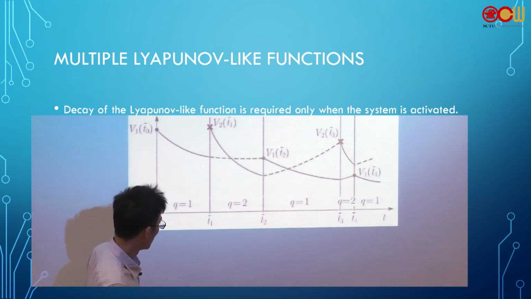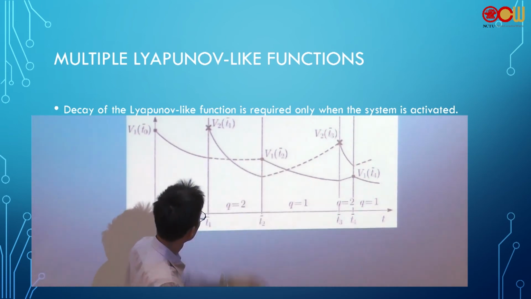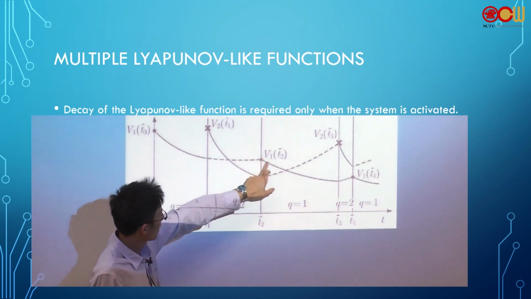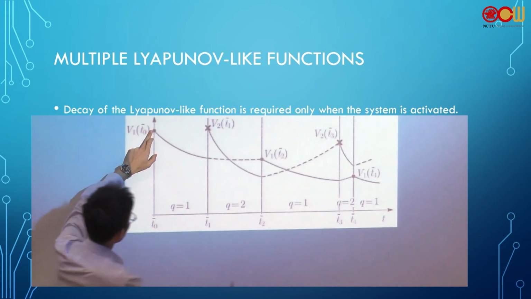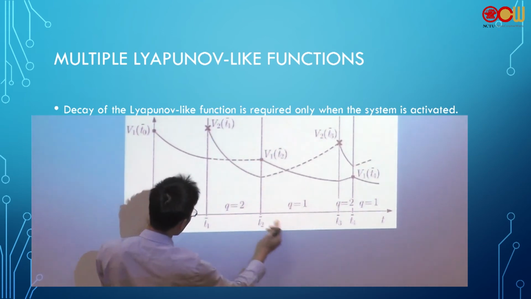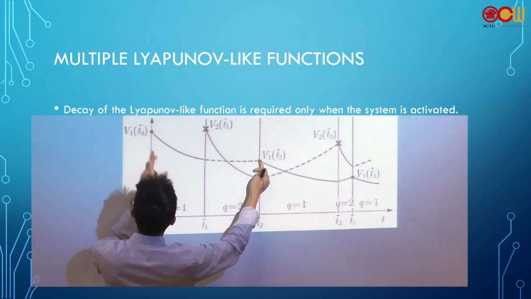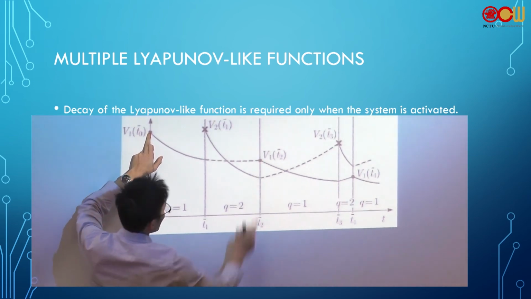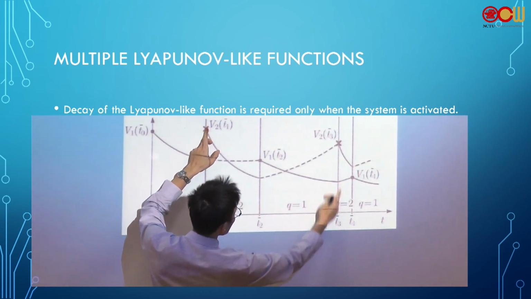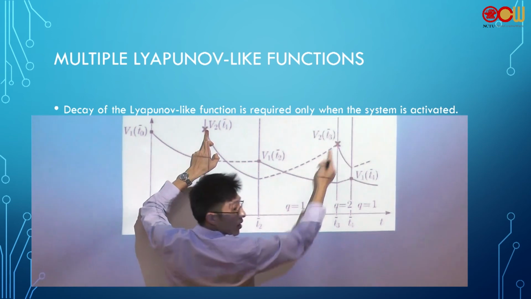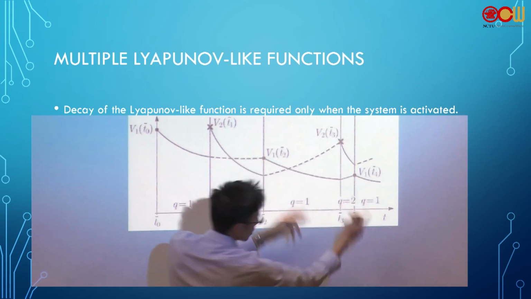If it increases, that's fine. Most importantly, when you switch back to Q1, from Q2 to Q1, which is this time point, this value, V1 at T2, has to be smaller than V1 at T0. Okay, you compare these two. We compare the same Lyapunov function, V1. In the second system, when you switch back to Q2 here, you need to make sure this value is smaller than this value. And if that happens, that means that eventually V1 will decrease to 0. V2 will also decrease to 0.